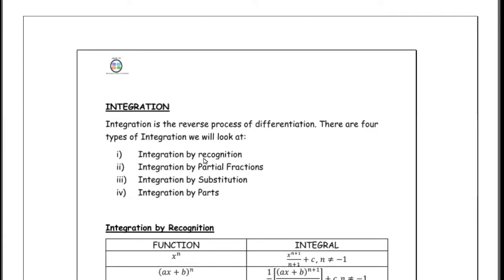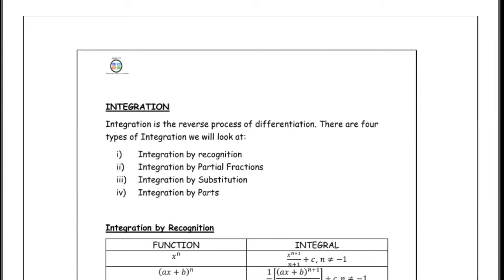That's integration by recognition. There's also integration by partial fraction. That's when you get fractions to integrate and you can separate them into the sum of two partial fractions and integrate. Then you have integration by substitution. This one's a little more tedious. You have to recognize what to substitute in order for the integration to work out. Then there's integration by parts.